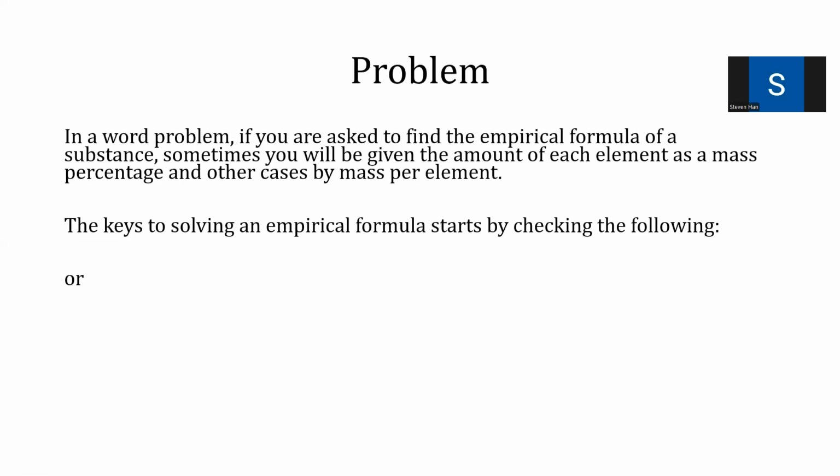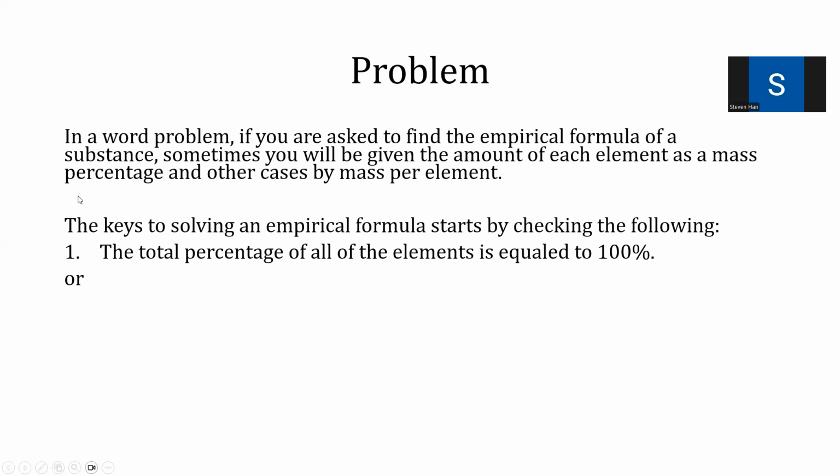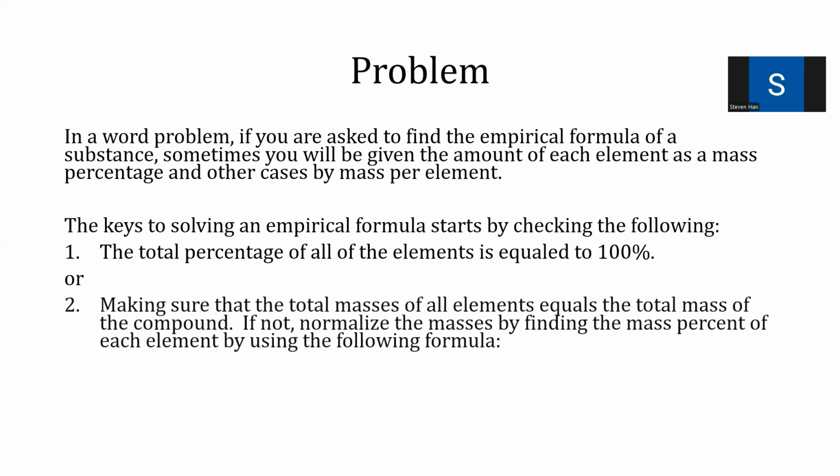In a word problem, if you're asked to find the empirical formula of a substance, sometimes you'll be given the amount of each element as a mass percentage, and in other cases as mass per element. The key to solving empirical formulas starts by checking the following: 1, the total percentage of all elements is equal to 100%, or 2, the total mass of all elements equals the total mass of the compound.